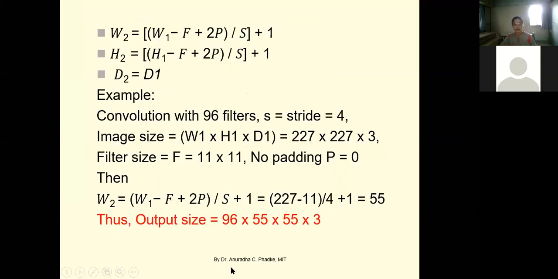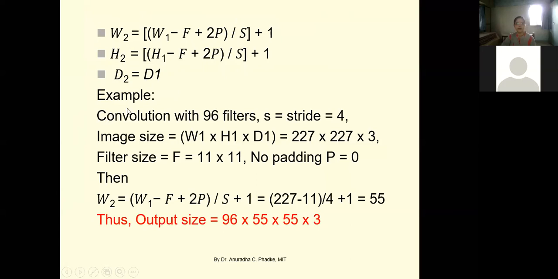As we have already studied, your W2 is given by W1 minus F plus 2P divided by stride rate plus 1. The new height of the resultant image H2 is given by H1 minus F plus 2P divided by S plus 1, and depth D2 is equal to D1 if it is a gray image. Otherwise it will change.